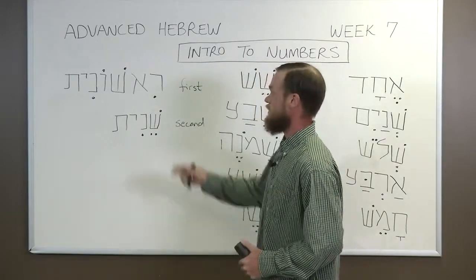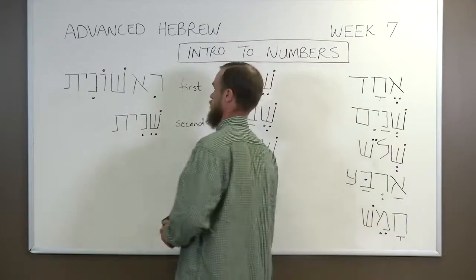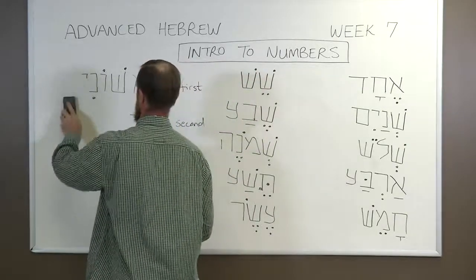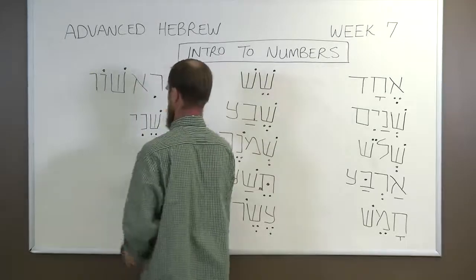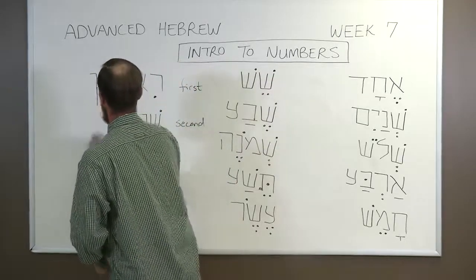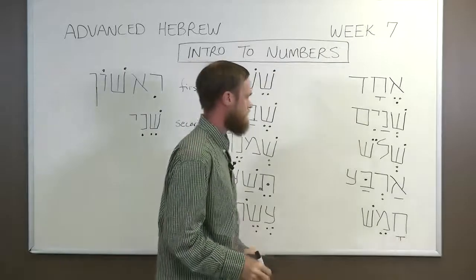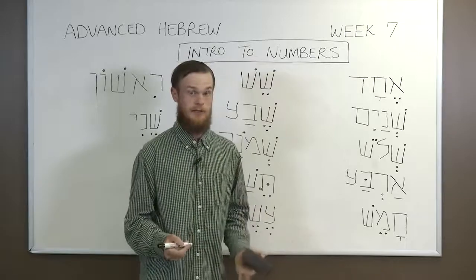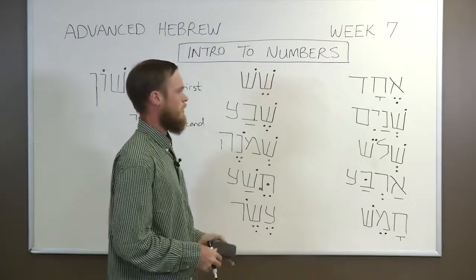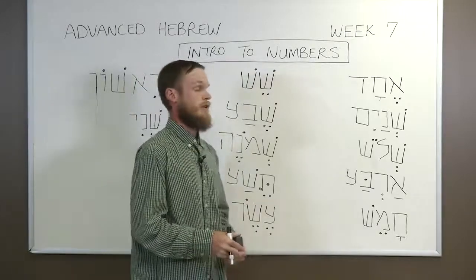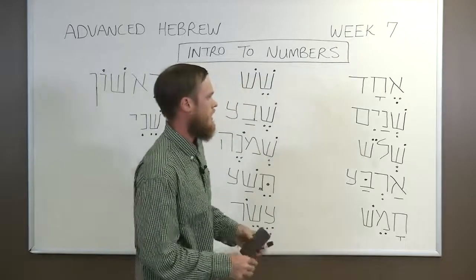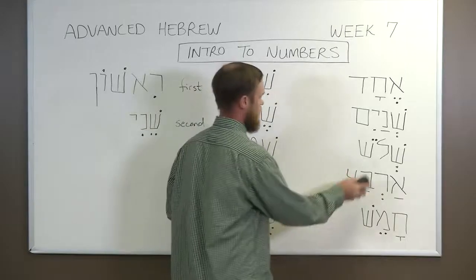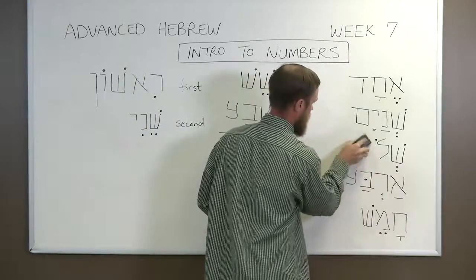So this is first and second, Rishon and Sheni. Stick with the masculine for now, because you can simply add that to the end and make it feminine. The rest of the ordinal numbers can all be constructed, and you've got a sheet that lists them, but if you have your cardinal numbers memorized, you can reconstruct all of the ordinals from 3 on up by simply taking your cardinal number, taking the last letter, and moving it over.